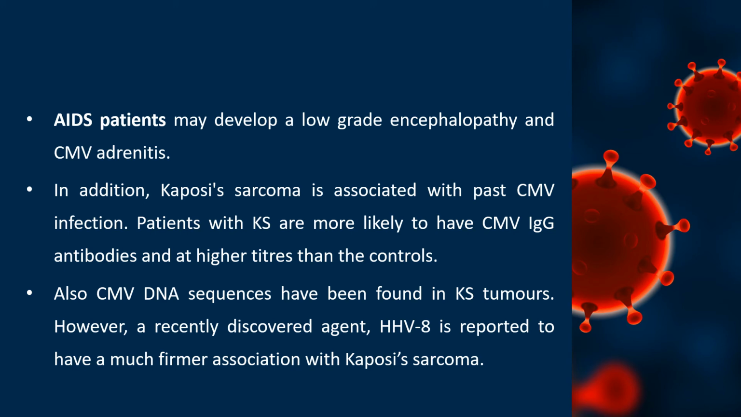This infection is also associated with a past CMV infection. Patients with Kaposi's sarcoma are more likely to have CMV IgG antibodies, and at higher titers, than the controls. So CMV DNA sequences have been found in Kaposi's sarcoma tumors. However, a recently discovered agent, human herpes virus 8, is reported to have a much firmer association with Kaposi's sarcoma.